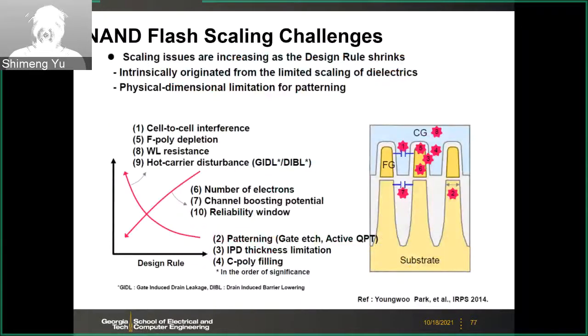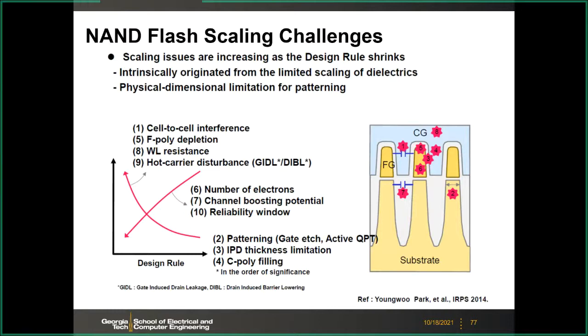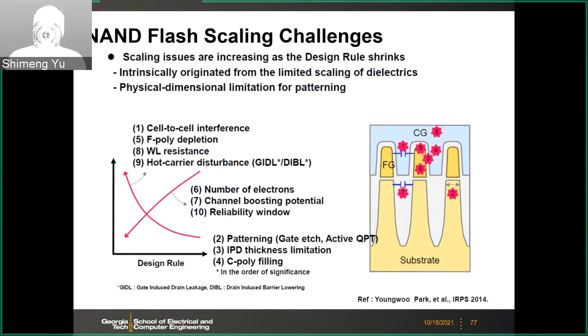And let's discuss why it's so difficult to scale two-dimensional NAND flash towards 10 nanometer. We never reached 10 nanometer. We stopped at about 14 or 15 nanometer, and we switched to 3D. So there are some limitations that prevent us from scaling to the 10 nanometer node. Here is a summary of the scaling challenges for two-dimensional NAND flash.